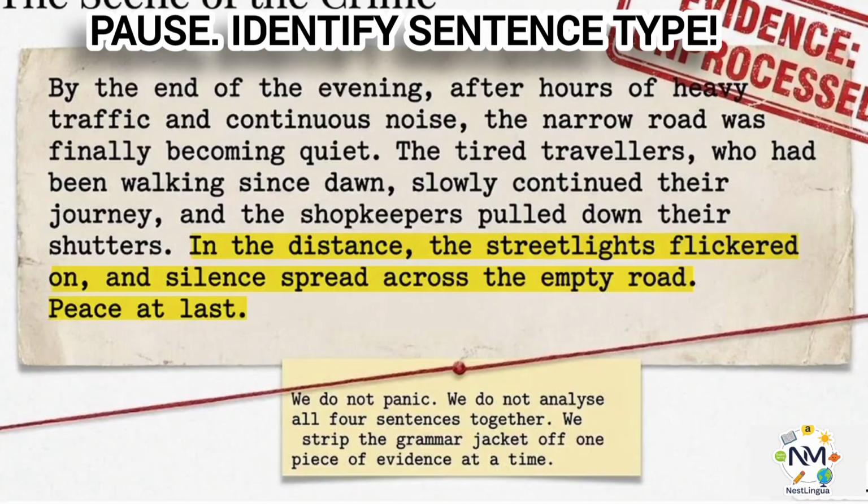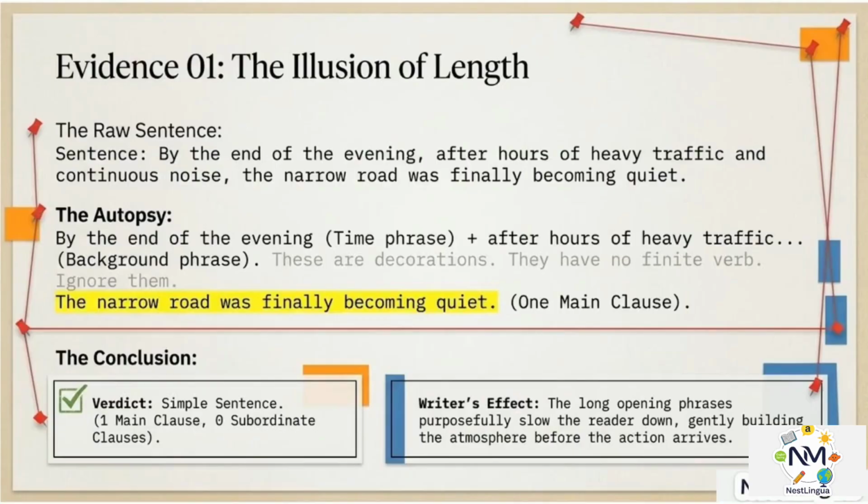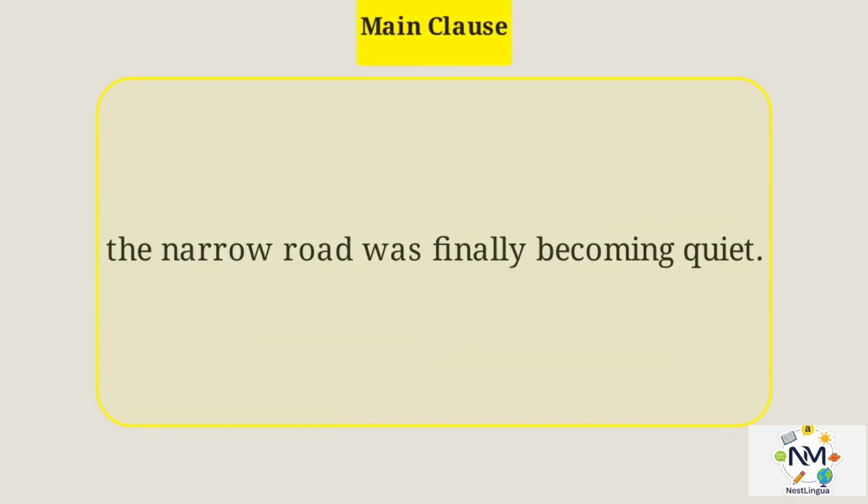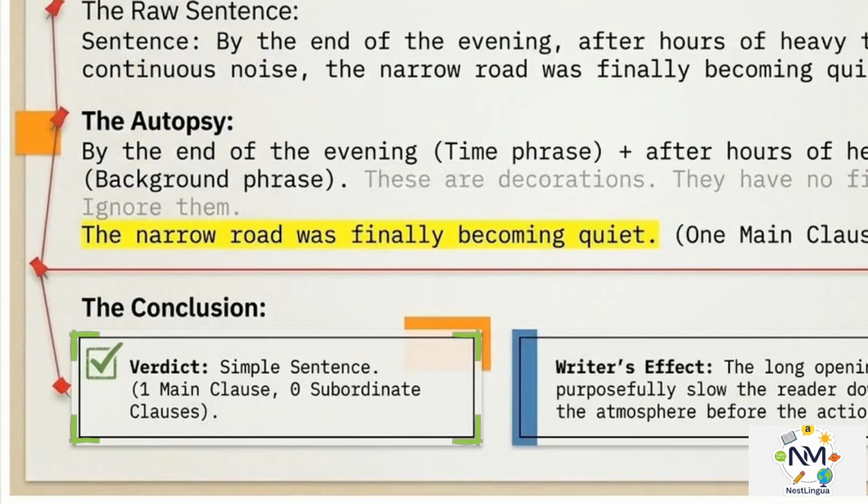Peace at last. In our first sentence, we begin by stripping away the opening. By the end of the evening, and hours of heavy traffic are phrases. They provide context, but contain no finite verb. Once we set them aside, only one main clause remains. The narrow road was finally becoming quiet. Because there is only one main clause and 0 subordinate clauses, this is a simple sentence. Its word count does not change its grammatical classification.